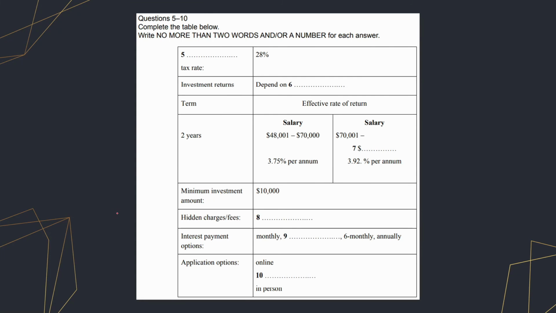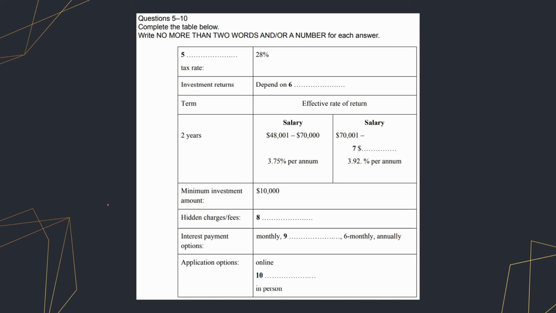Before you hear the rest of the conversation, you have some time to look at questions 5 to 10. Now listen and answer questions 5 to 10.